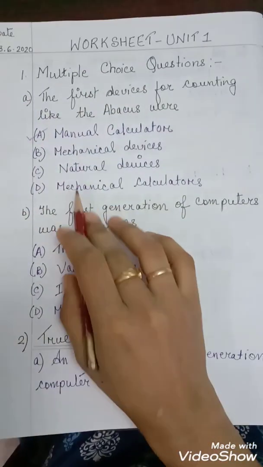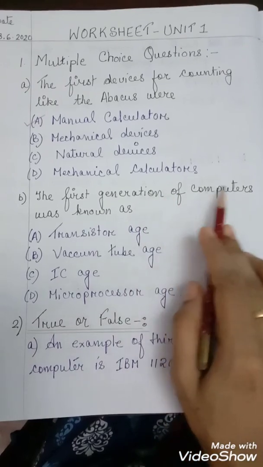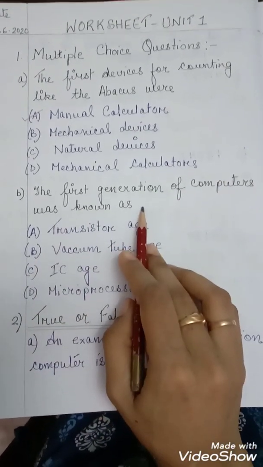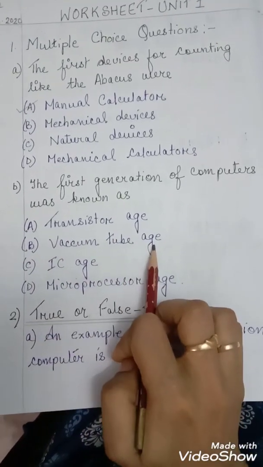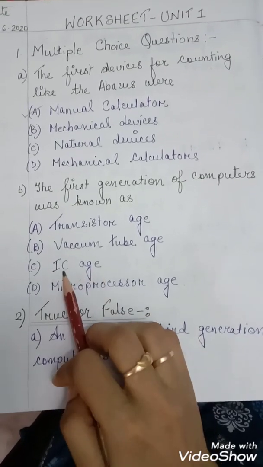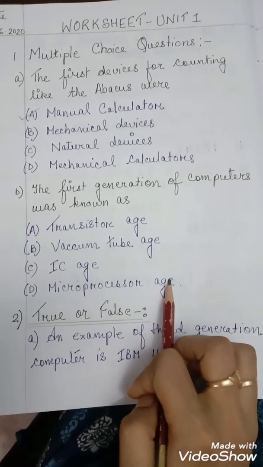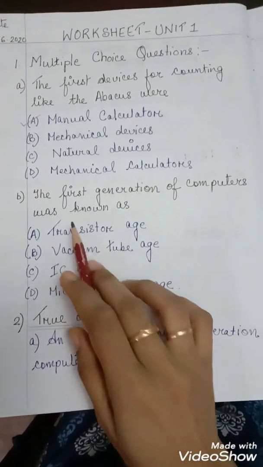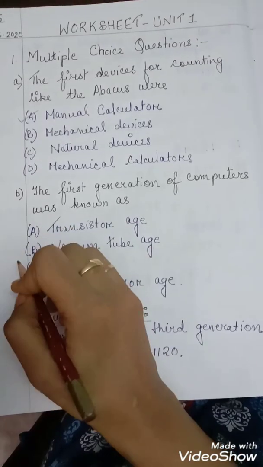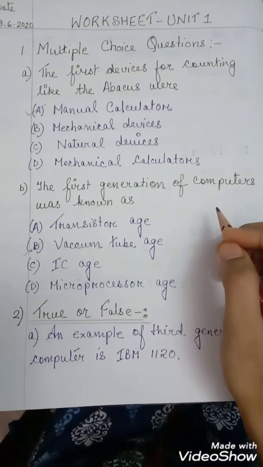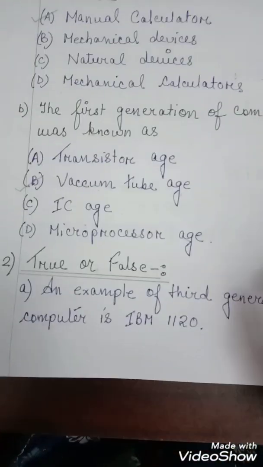Next, come to number B. The first generation of computers was known as: A, transistor age; B, vacuum tube age; C, IC age, integrated circuit; D, microprocessor age. Which one is the correct one? The first generation of computers was known as the vacuum tube age. So the correct answer is option number B. Clear, children?